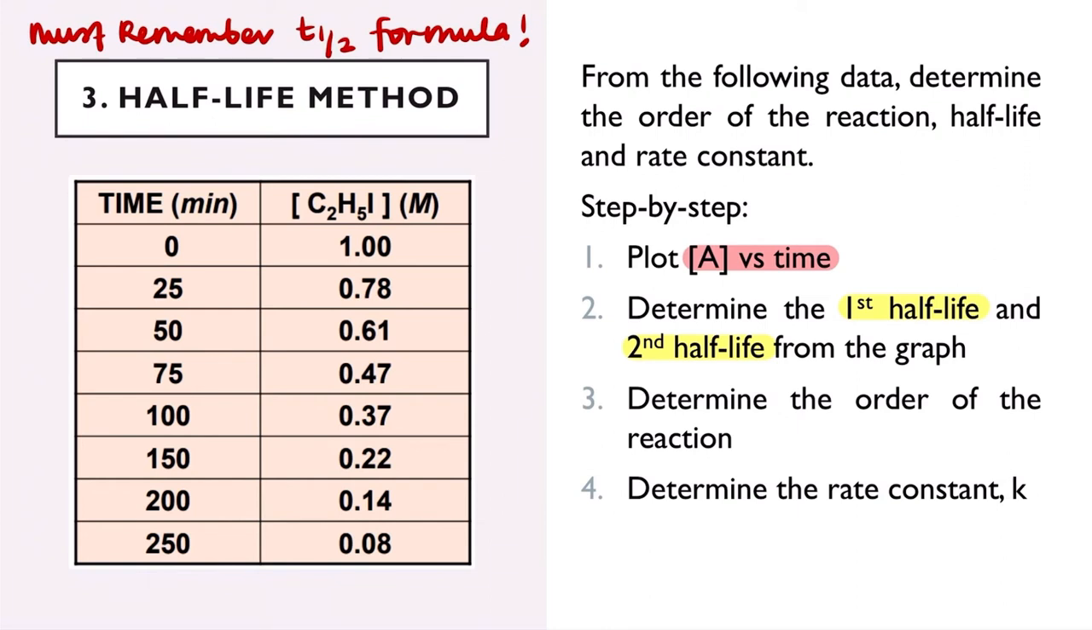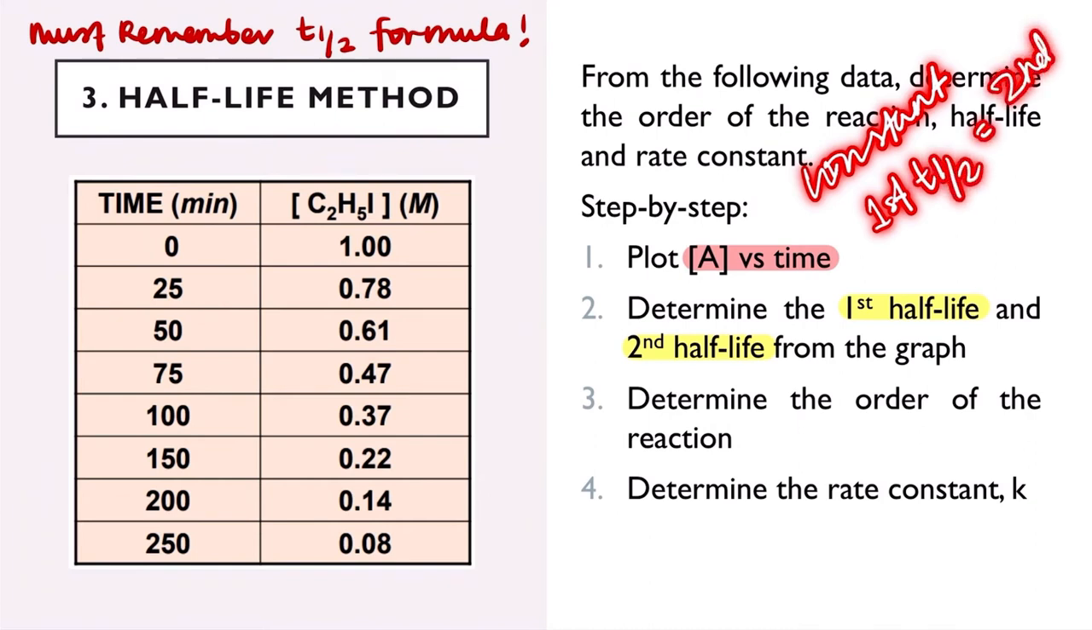First by plotting concentration of reactant versus time. Okay. This is like what I explained about half-life just now. And then you determine the first half-life and second half-life. Okay. And then from the formula, from the first half-life and second half-life, you can know whether it is constant. If constant, it means the first half-life equals the second half-life. That means that your order of reaction is first order.